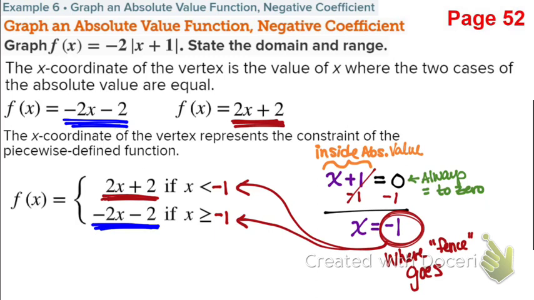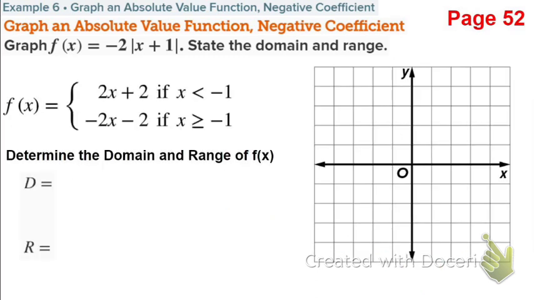All right, so now I know how to find where my fence is. I have the rules for both sides, for both cases. If what's inside the absolute value is positive, I have a rule for that. If what's inside the absolute value is negative, I have another rule for that. Now we're going to graph this thing.